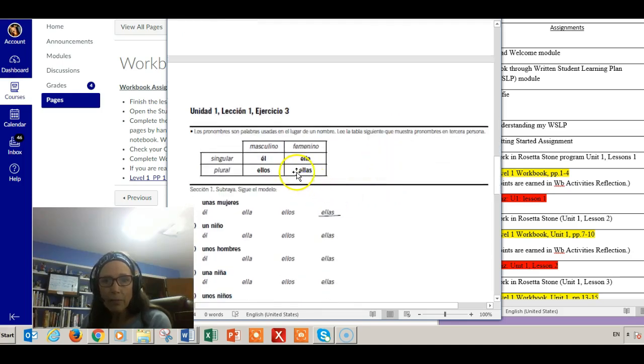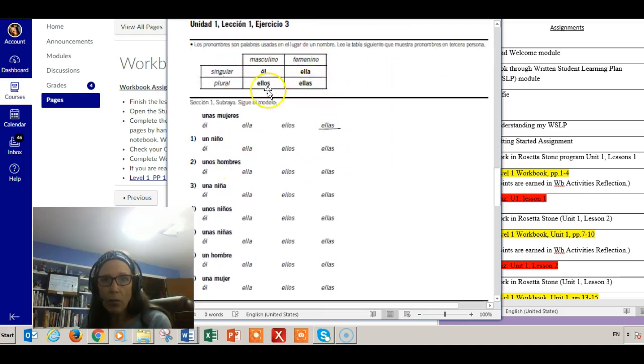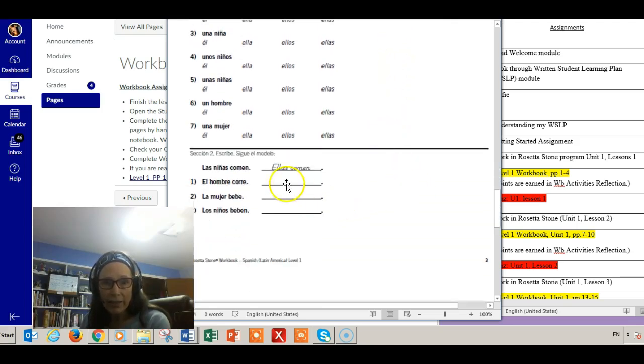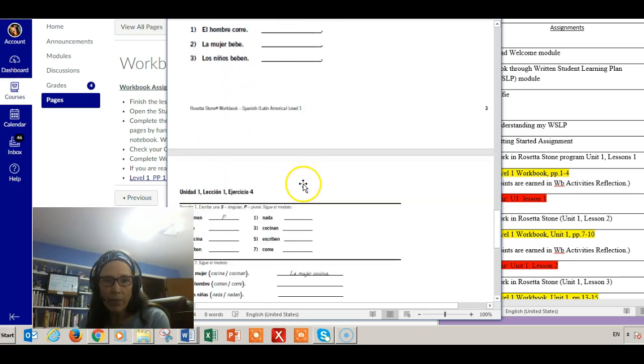You're going to want to know what the pronouns are for he, she, they, and they, masculine or feminine. Those are other things that you're learning. And then you're going to be making short little sentences. You're going to get rid of las niñas and replace it with they, feminine. You'll get rid of el hombre and replace it with the word for he. You'll get rid of la mujer and replace it with the word for she. You'll get rid of los niños and replace it with the word for they, masculine.